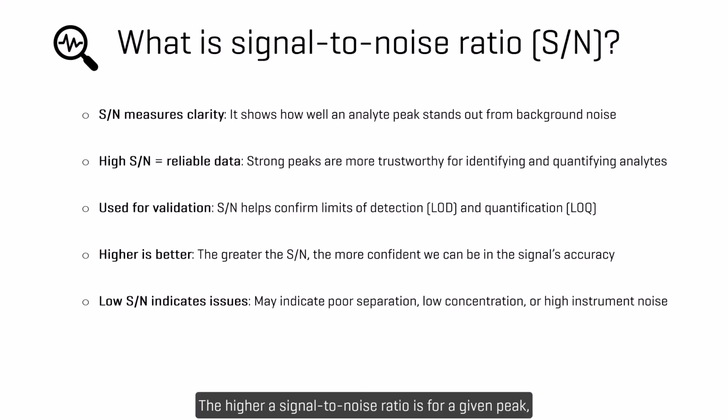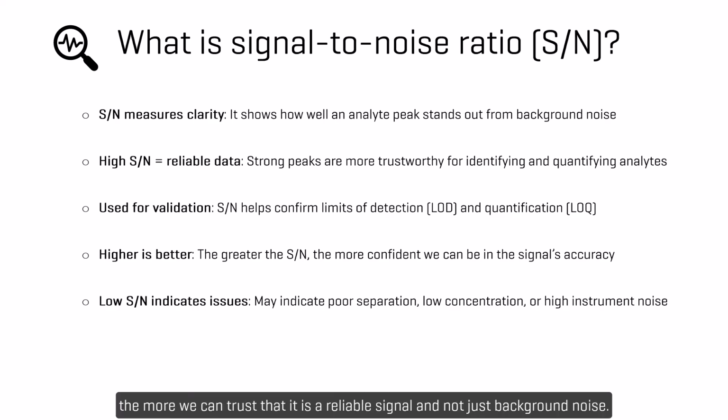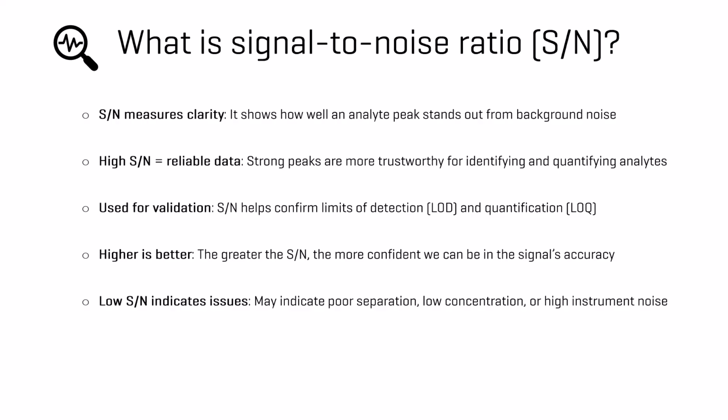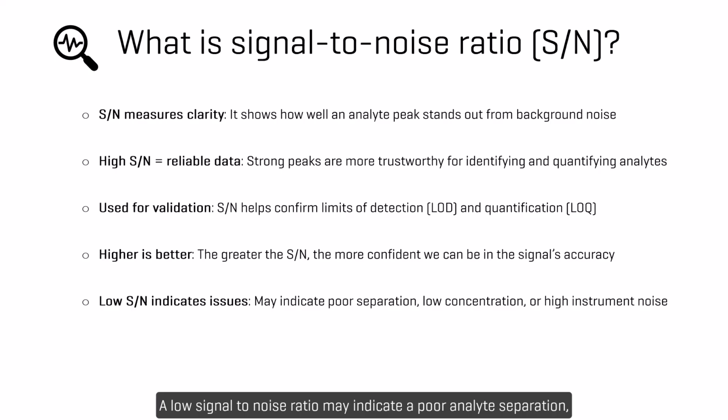This ratio is often used to validate limit of detection and limit of quantification. Typically, the higher a signal-to-noise ratio is for a given peak, the more we can trust that it is a reliable signal and not just background noise. A low signal-to-noise ratio may indicate a poor analyte separation, low sample concentration, or high instrument noise.